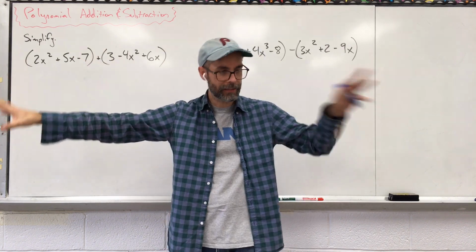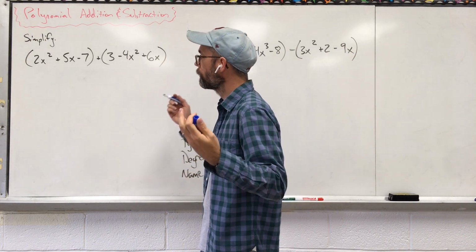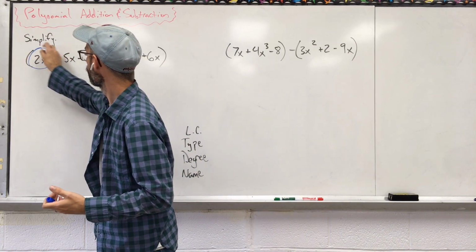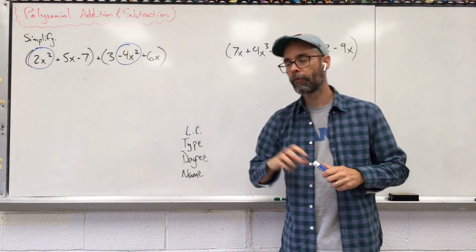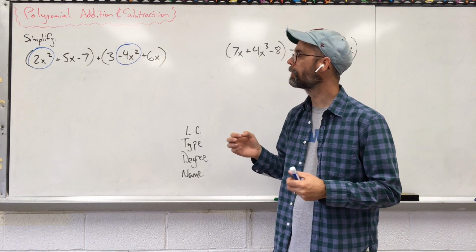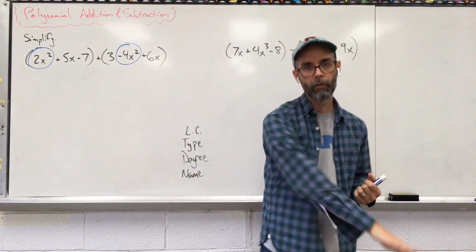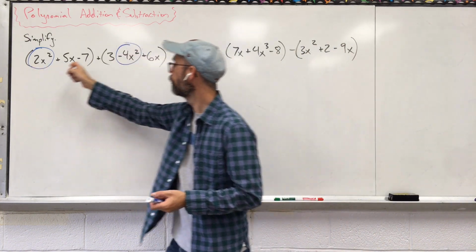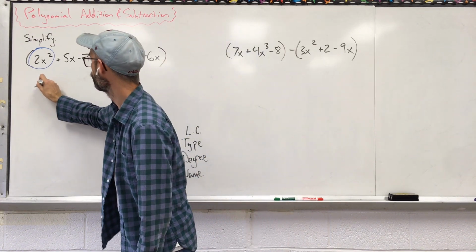Now, let's take this and add them together. Let's start finding like pieces. I like to draw shapes around my like pieces. I'm going to look for the highest exponent first, because I want to put my answer in standard form: highest exponent to lowest exponent. So 2 is my highest. Let's combine them. 2 minus 4 is going to give us -2.